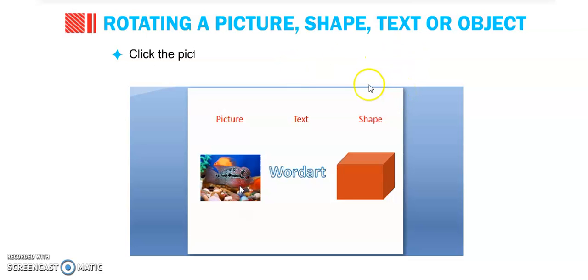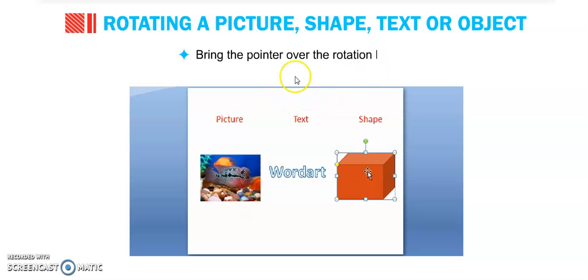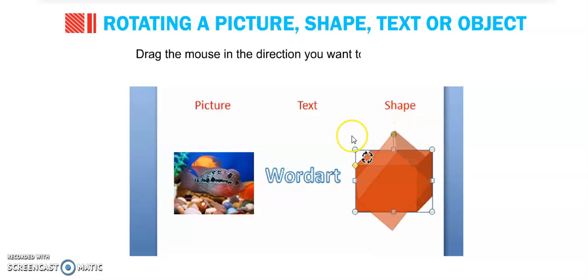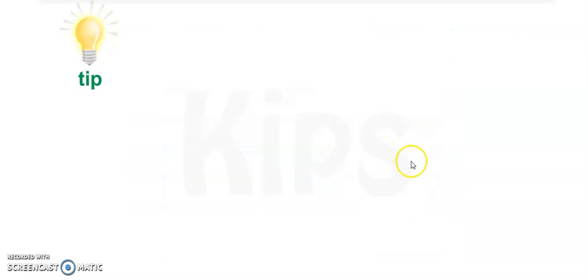So how can we rotate pictures? For this you have to click on the picture, shape, word art or text box that you want to rotate. Then bring the pointer over the rotation handle. The pointer will change into this sign, and drag the mouse in the direction you want to rotate the shape.